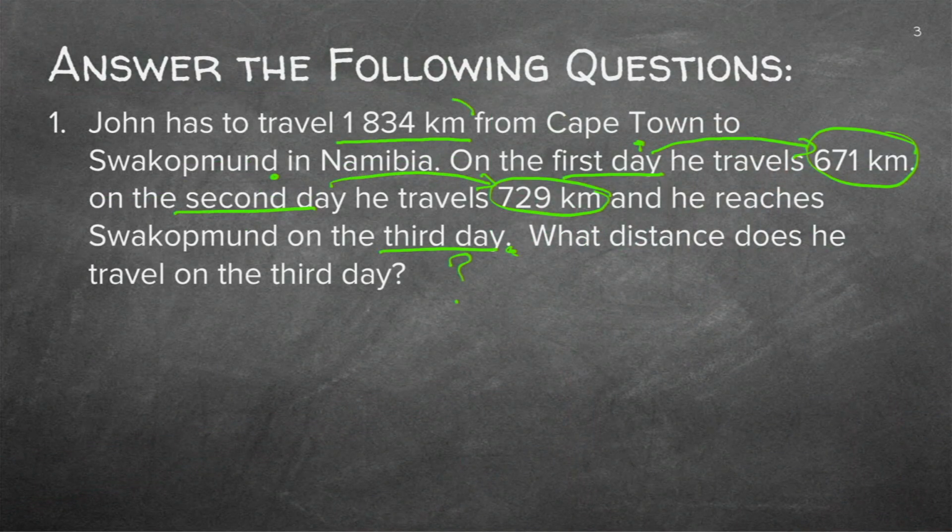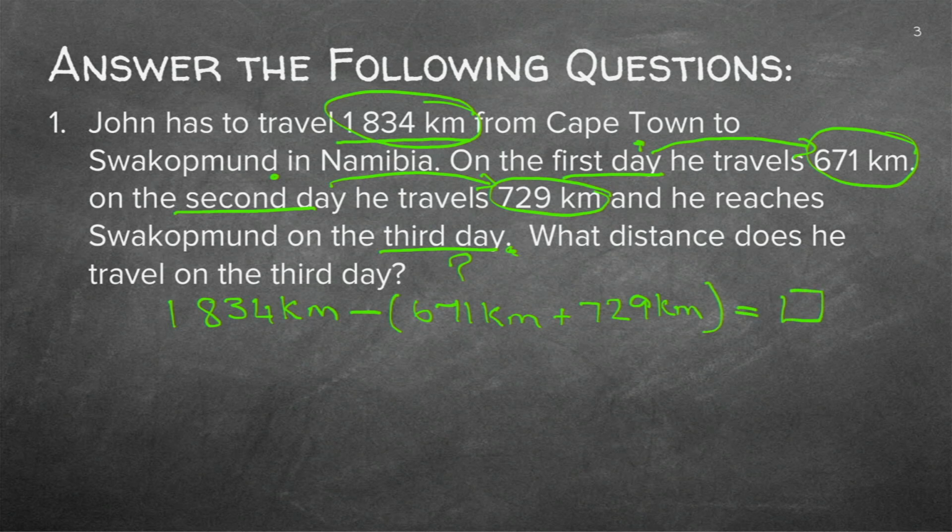Now, the total distance I have to travel is 1,834. So, immediately you have to write your number sentence: 1,834 kilometers minus, now I've got another calculation because I've got my distance for day 1. Remember to write your unit when you are doing calculations where they are using units. Plus day 2, I've got 729 kilometers equals I don't know what.